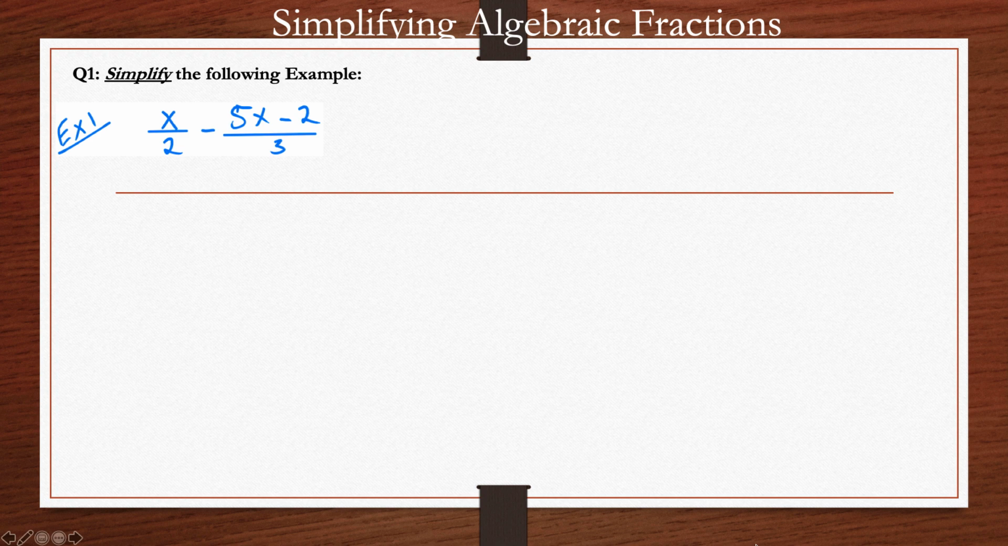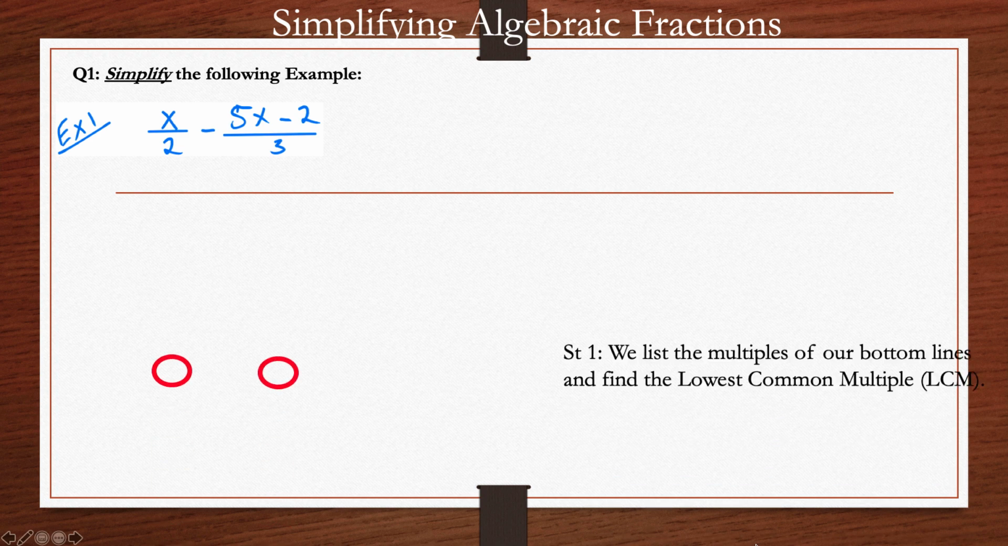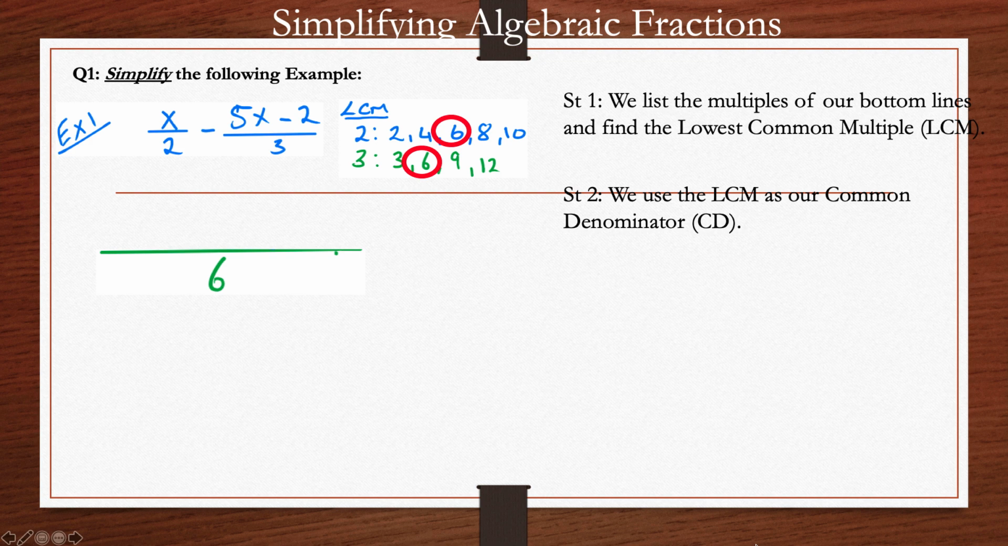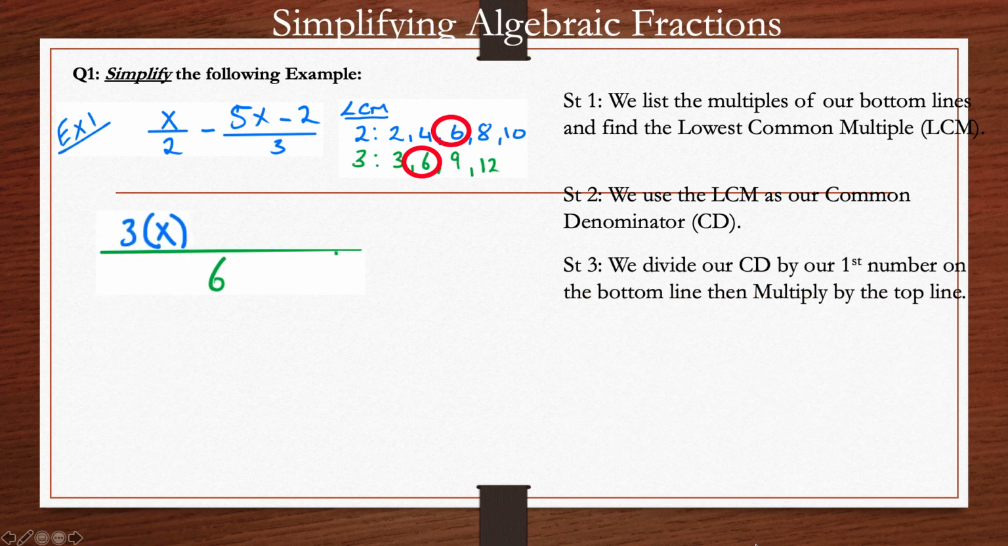Right, so first thing first, we get the lowest common denominator of 6. 2 and 3, lowest common denominator of 6. 2 into 6 goes 3 times x.